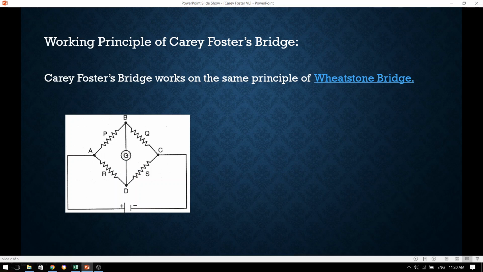Here you can see the circuit diagram of a Wheatstone bridge. Let us try to identify all the components. As you can see, this is a power source or a battery. There are four different resistances, namely P, Q, R and S, joined in the circuit as shown. Along with all these, we have a galvanometer connected between the points B and C.